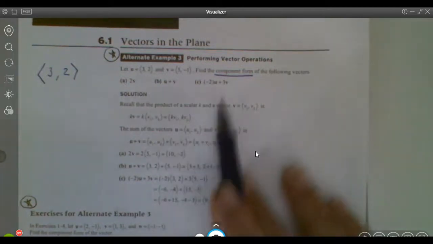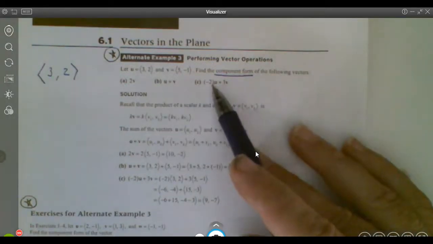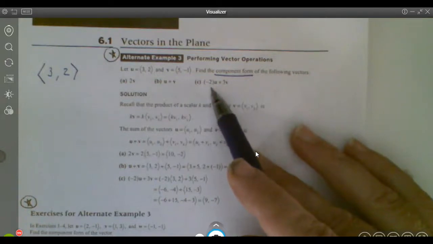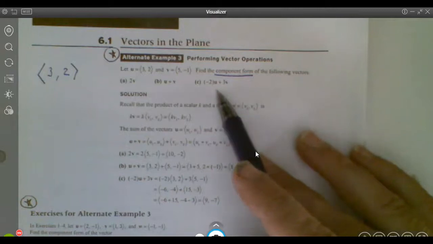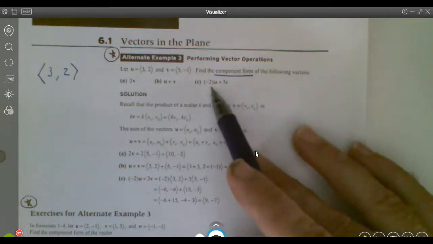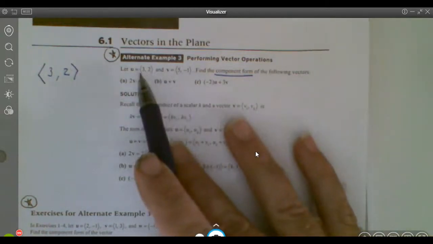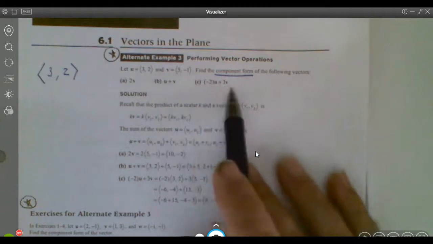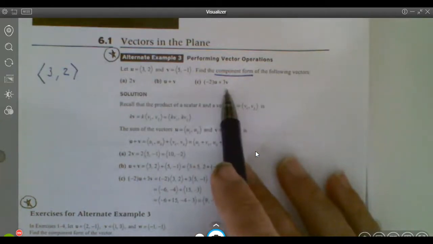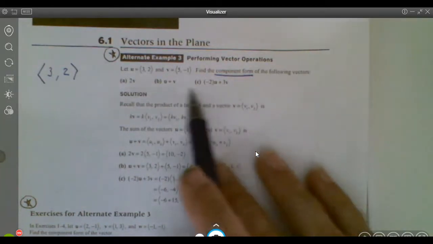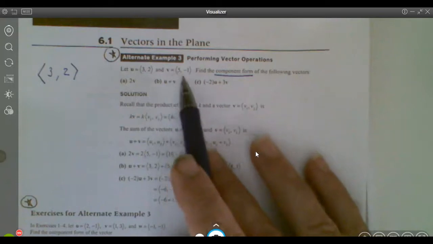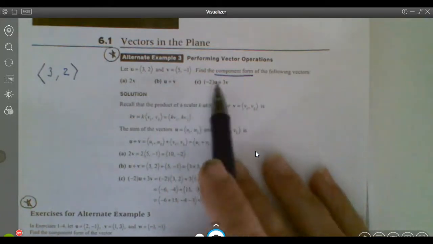And then for the last one, we're just doing 3 operations, I should say. I have a scalar here, I have a scalar here, then I will add the results. So we would start by multiplying the components of vector u by negative 2. So what's that going to become? Negative 6, negative 4. If I multiply vector v times 3, so 3 is our scalar, that becomes 15 comma negative 3. Now they want me to add those results together.